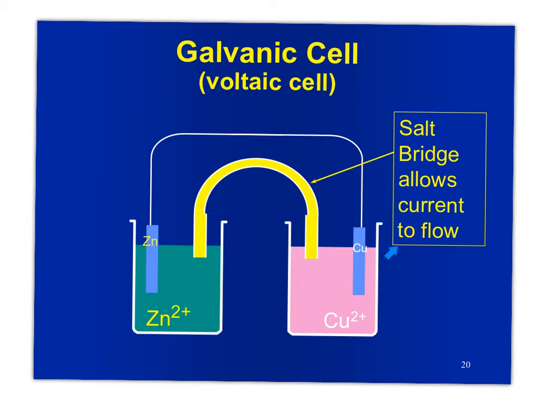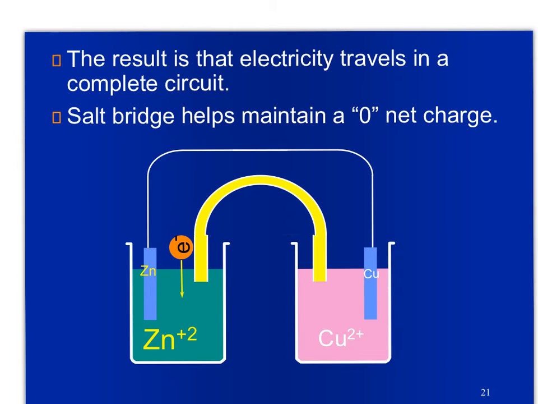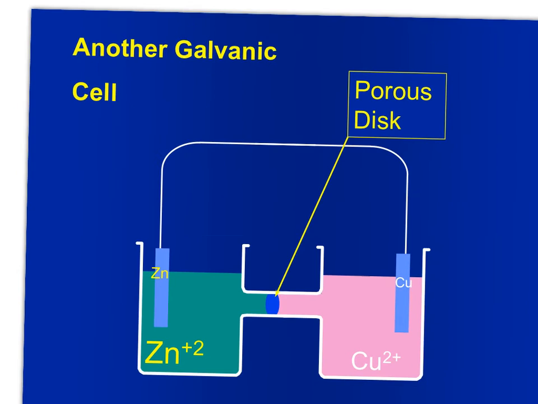called a salt bridge. It allows the current to flow. And so as the electrons go that direction, this salt bridge will allow the current to keep flowing. Since this one, we'll get into it, that one, electrons are going this way. Electrons need to be replenished over here, and then positive ions need to be replenished from that side. So here we get electricity traveling in a complete circuit, and the salt bridge helps to maintain a zero net charge. Another type of galvanic cell is one with a porous disc.